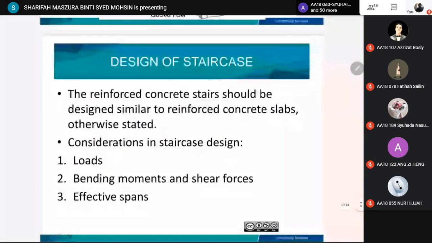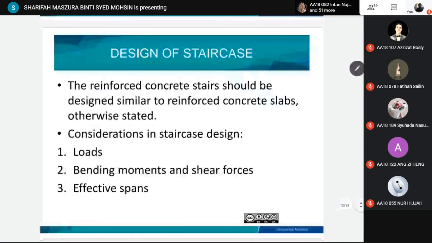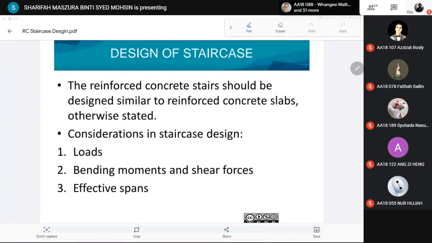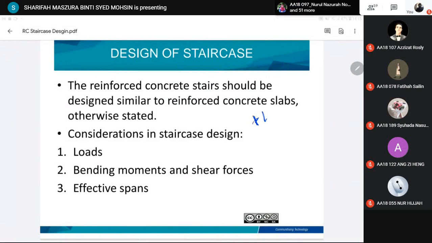So in terms of design, basically the reinforced concrete stair design is similar to concrete slab design. More or less similar. Unless we have it differently, but more or less it's basically similar. In which we design for b equal to 1000 mm. Okay.